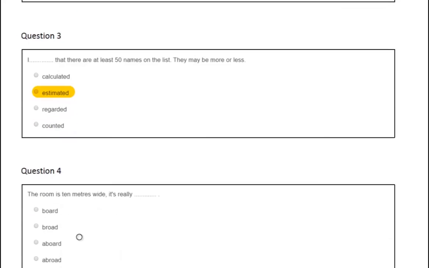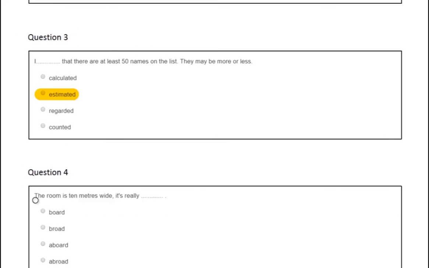Question number 4: the room is 10 meters blank wide. You have board, broad, abroad, and aboard. The second choice is the correct one, broad. Why? Because the last one, abroad, means outside the country, and aboard means on the board of the ship.